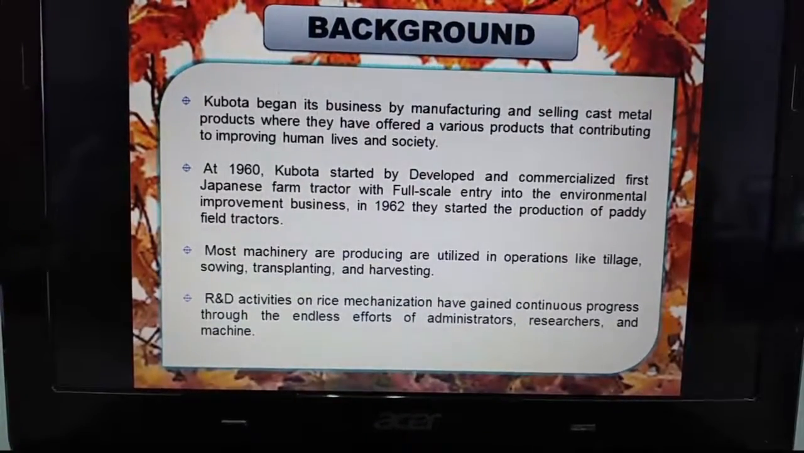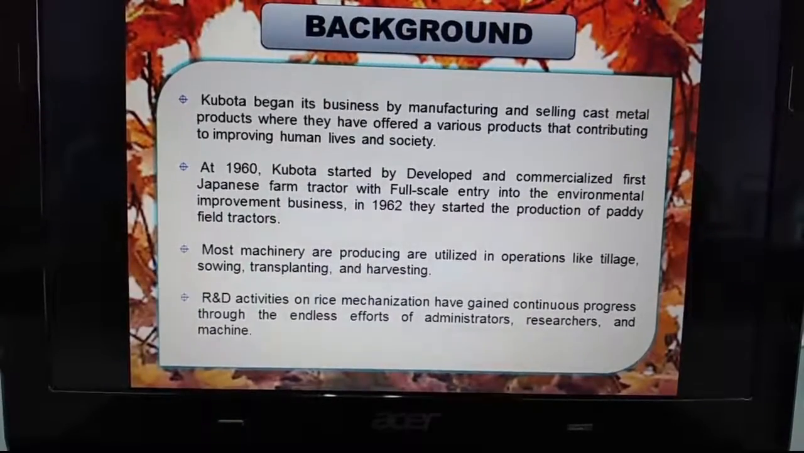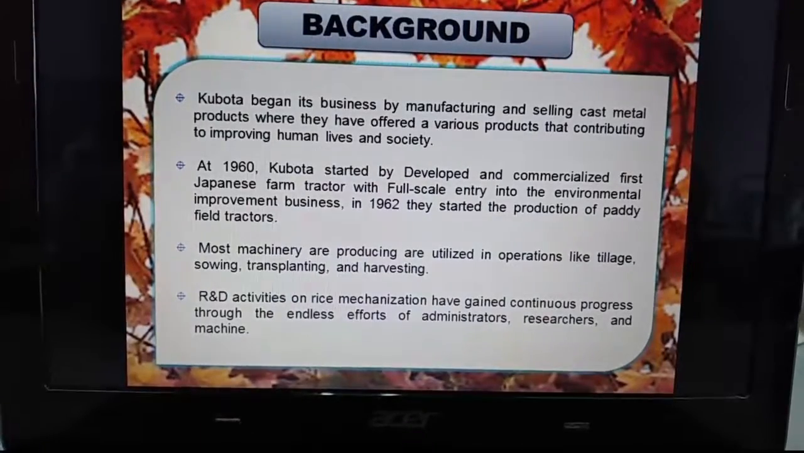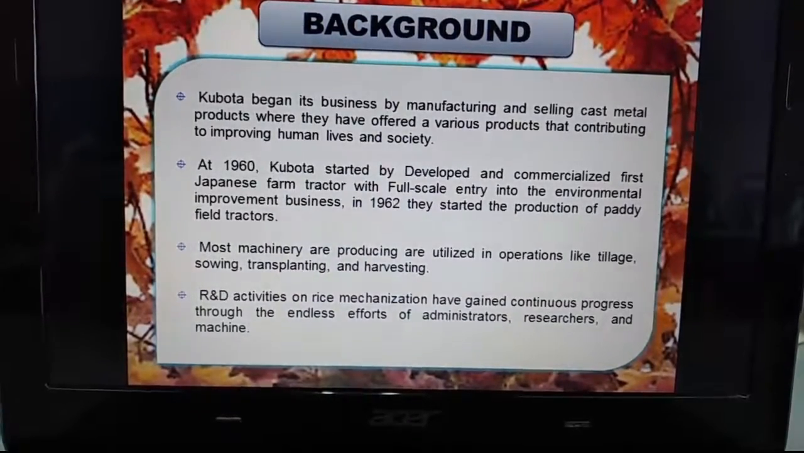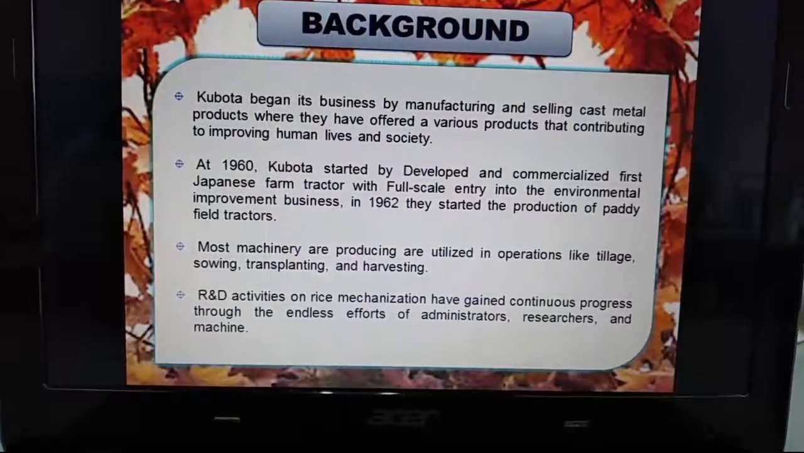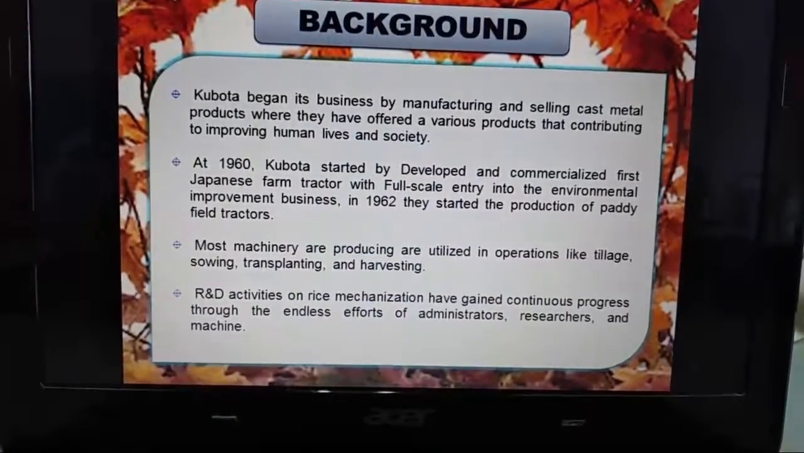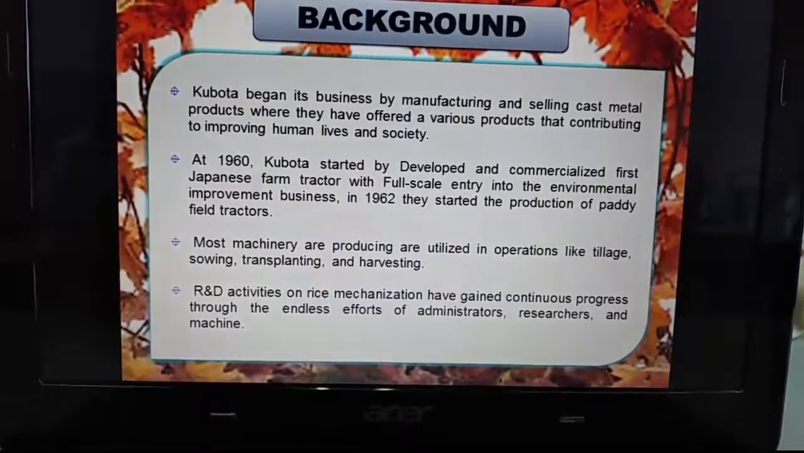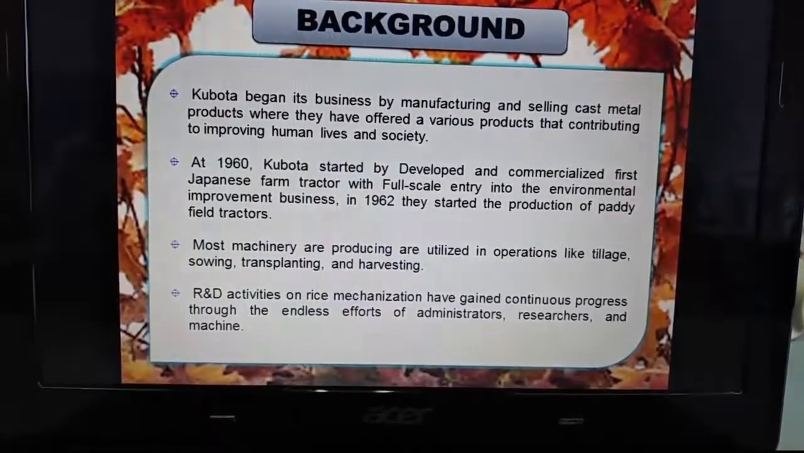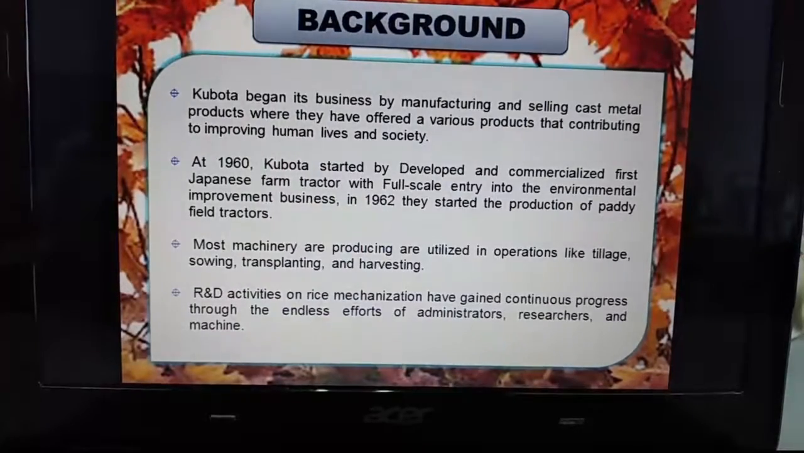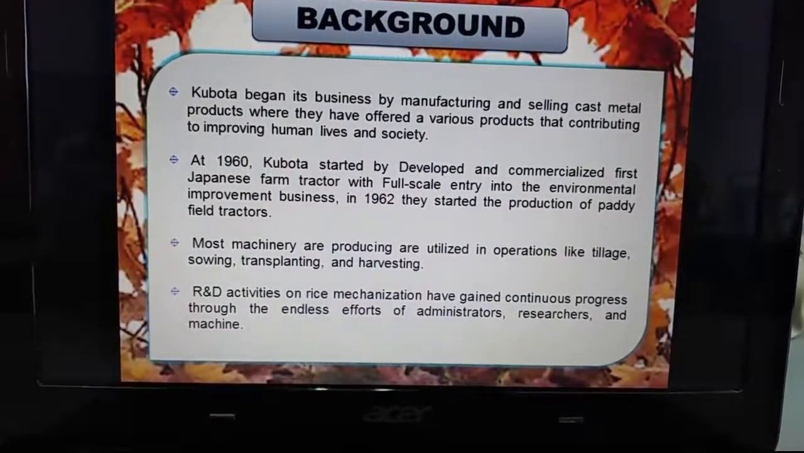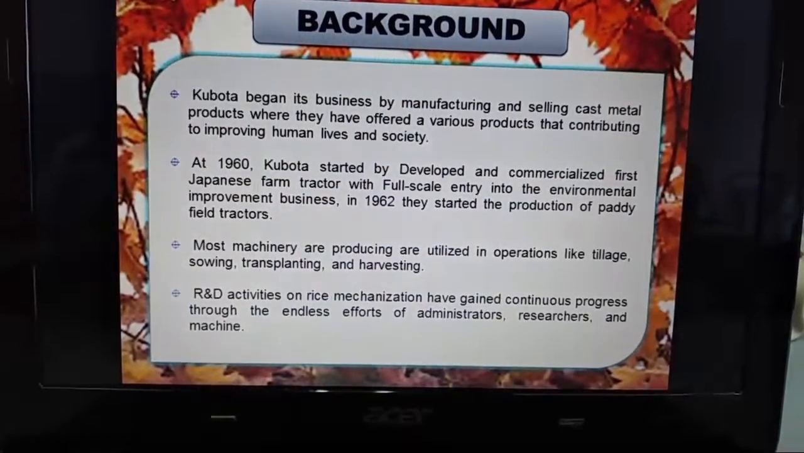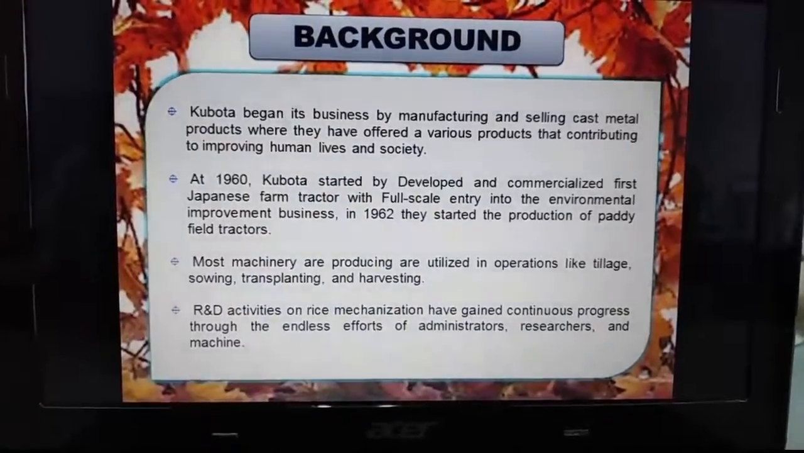Rice mechanization in Japan has achieved significant development in terms of acquisition and utilization. Most machinery is utilized in operations like tillage, sowing, transplanting, and harvesting. Also, the country has developed and improved axial flow threshers, rice combines, and dryers. Research and development activities on rice mechanization have gained continuous progress through the endless effort of administrators, researchers, and machine makers.